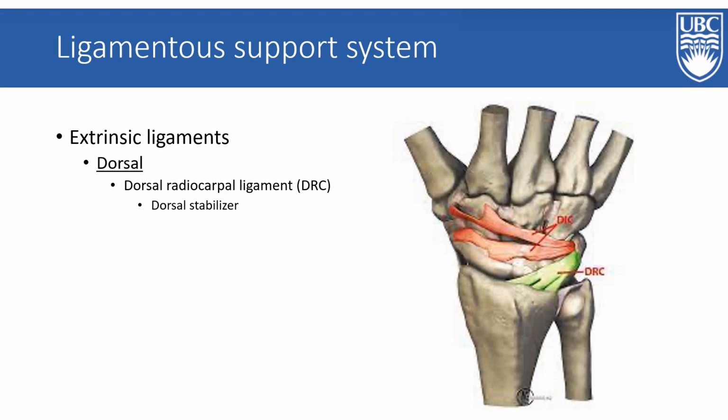An important extrinsic dorsal ligament to mention is the dorsal radiocarpal ligament, also known as DRC. It originates on the dorsal margin of the distal radius and extends ulnarly, obliquely, and distally to insert onto the lunate triquetral interosseous ligament, and dorsal tubercle of the triquetrum.